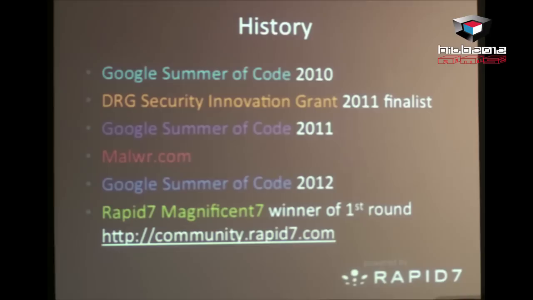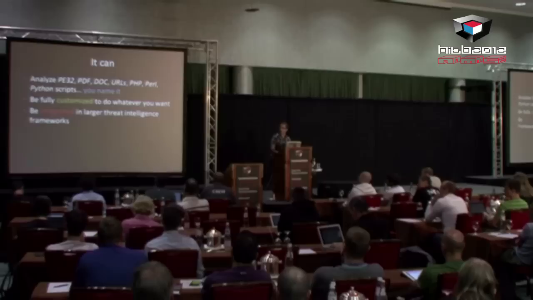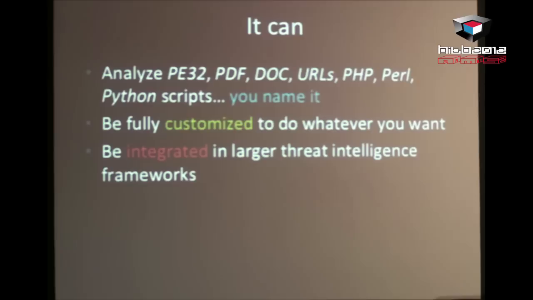And we recently won the first round of the Rapid7 Magnificent 7 program, which is still running, by the way. So if you have any project that you would like to see supported, you can go to that website and you'll find all the information. So what it can do: it can analyze Windows executables, PDF, documents, basically any kind of thing you could imagine if you can script it properly. It can be fully customized to do whatever you want. We'll see later what types of modules and things we can write and run. And it can easily be integrated with larger frameworks or other types of environments or storages that you have.